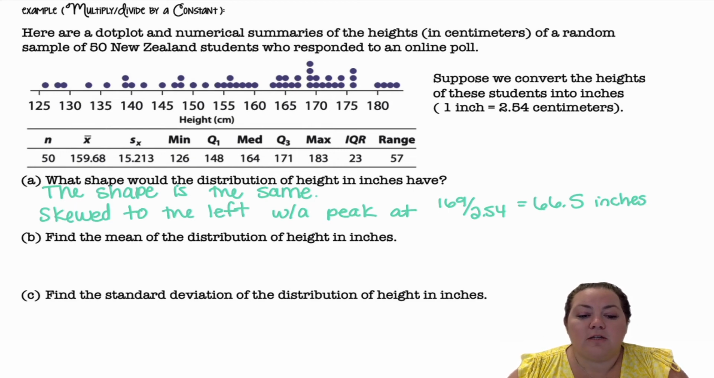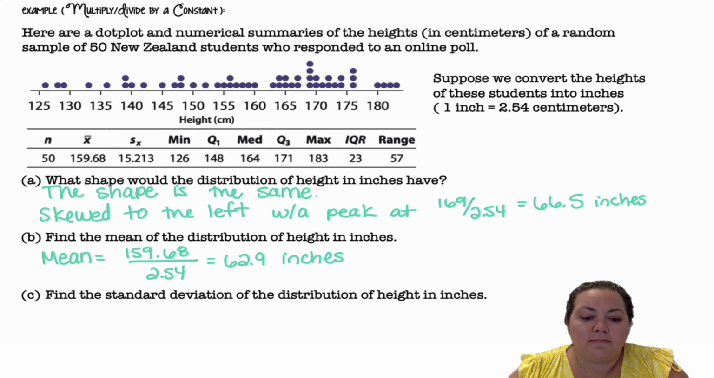Find the mean of the distribution. All right, the mean was 159.68 in centimeters, so I'm going to convert that to inches by dividing, and I get 62.9 inches. The standard deviation, again, I have to convert it to inches, so I'm dividing everything by 2.54, and I get 6 inches.